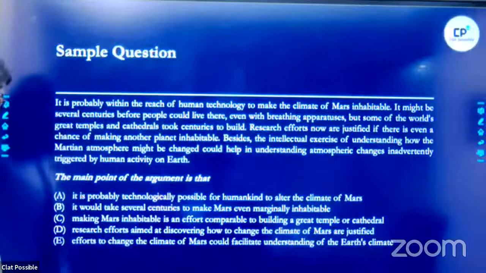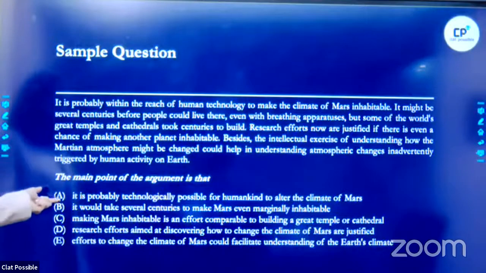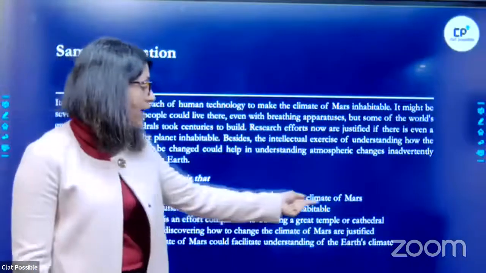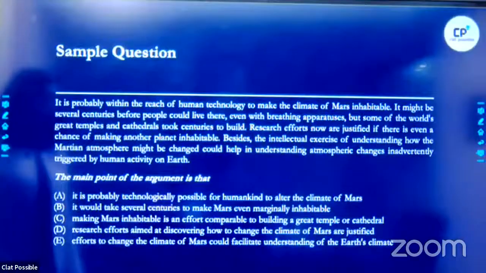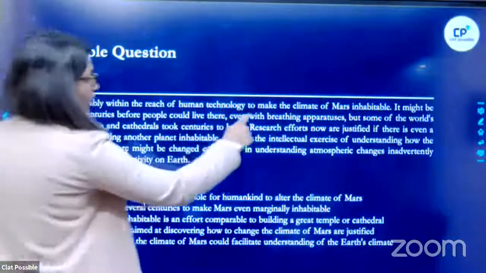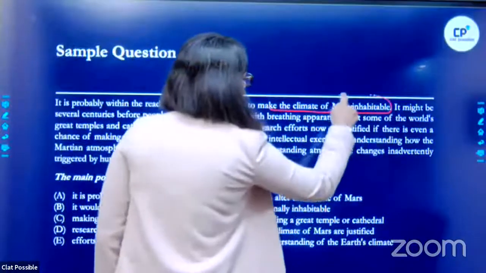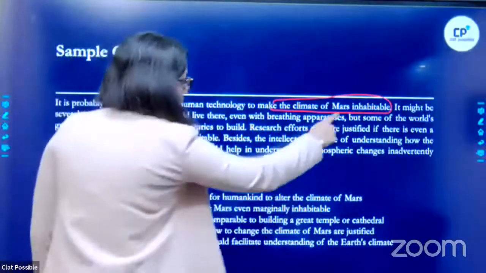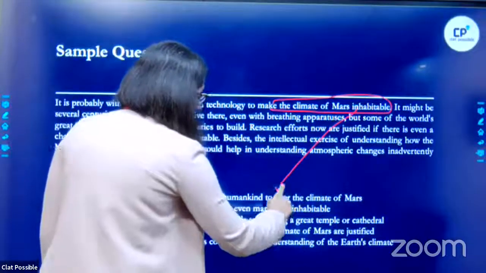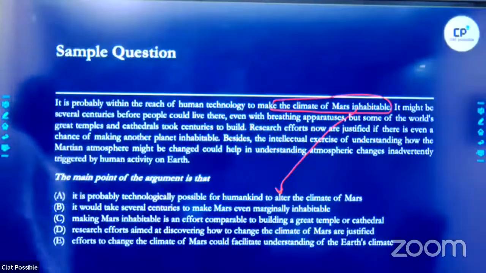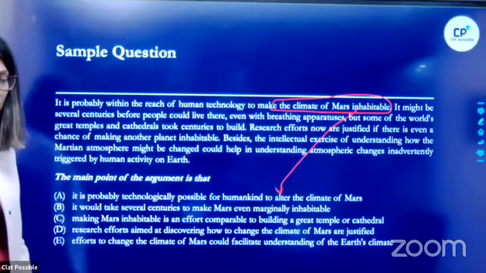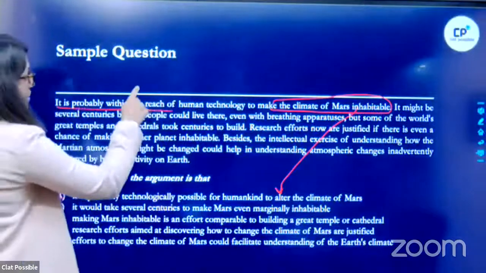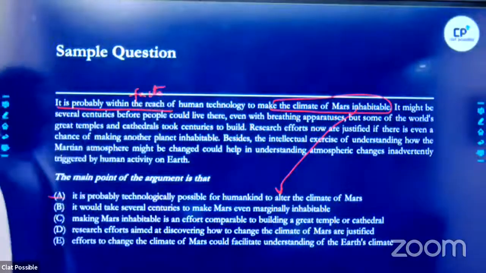Right? So, for example, let's look at option A. It is probably technologically possible for humankind to alter the climate of Mars. It is within human technology to make the climate of Mars inhabitable. One can say that inhabitable could mean alter, but is this reflecting the main point? So I said that if some option is repeating the given facts, that is not the main point.